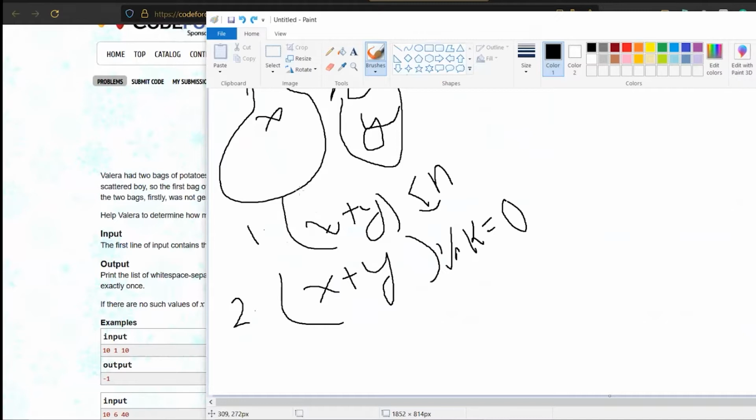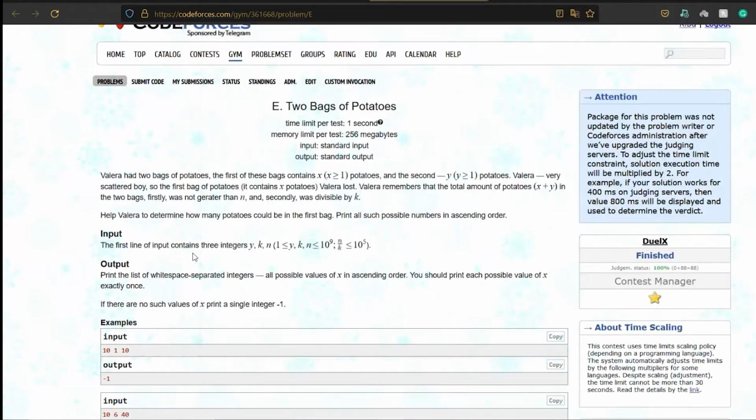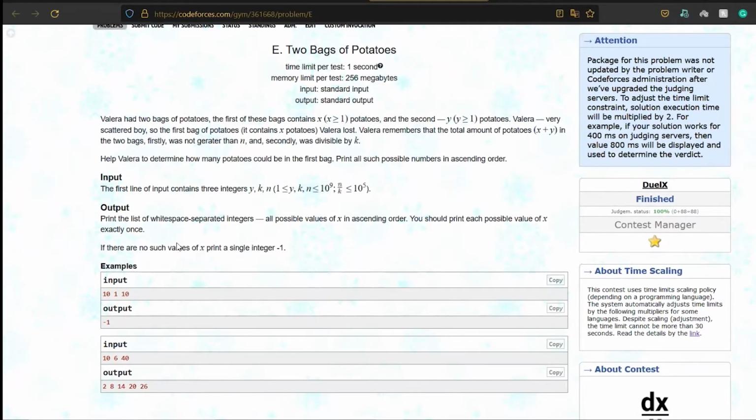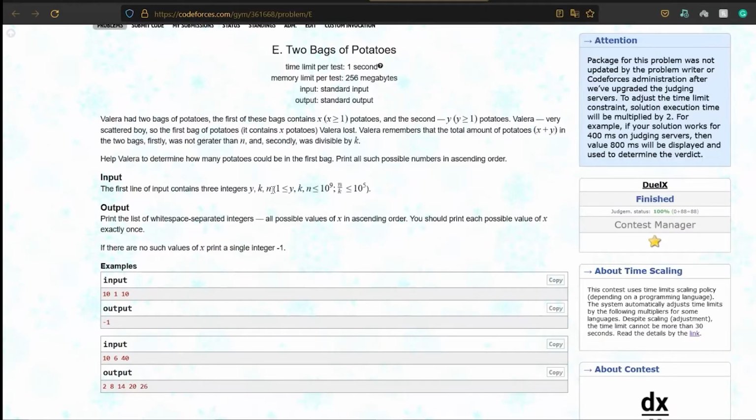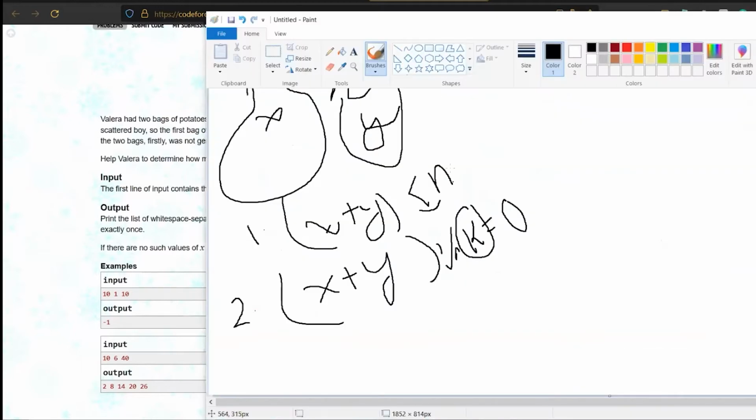Now we have 2 mathematical conditions: X plus Y is lesser than or equal to N, and X plus Y mod K is equal to 0. The input format is given to us. First is given Y, the number of potatoes in the bag that we know. The second is K, the number by which the sum must be divisible. After that, N is given. In this case, 10, 1, 10.